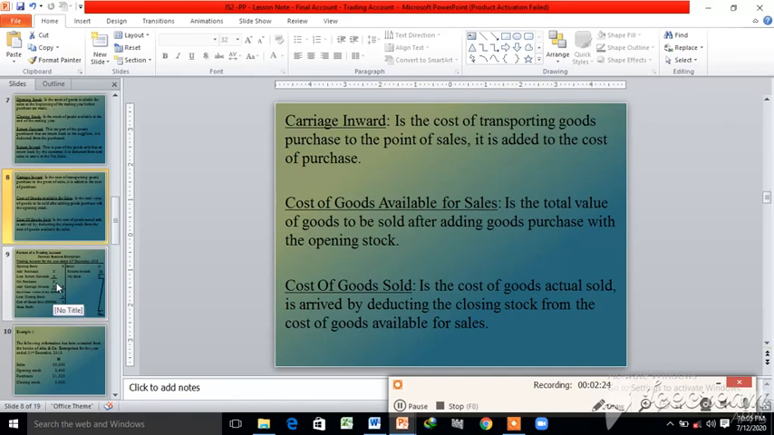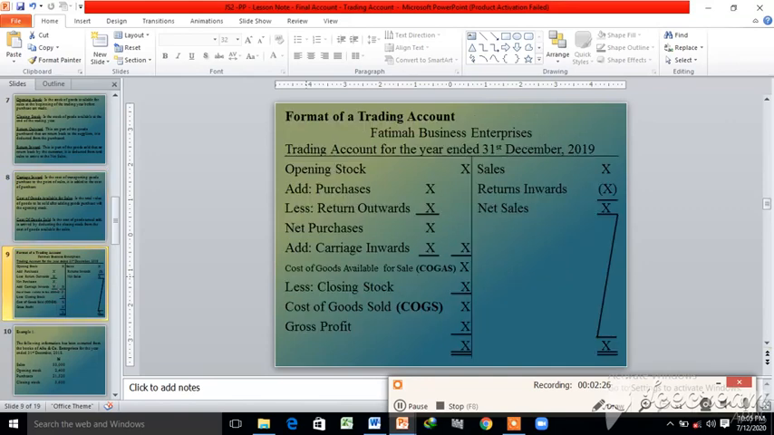Now we are looking at the format of the trading account. For every account there must be a name: Fatima Business Enterprise. Now we have to prepare the trading account for the year ended. Please take note: trading account for the year ended. Now opening stock will always be on the debit side. We can see it here. This is opening stock.